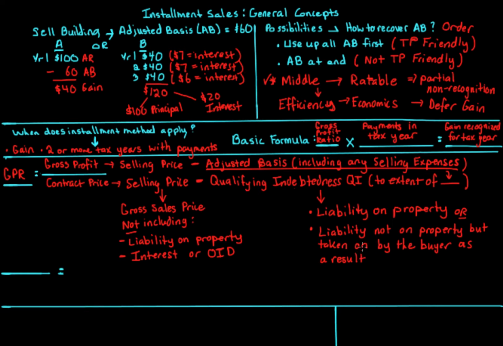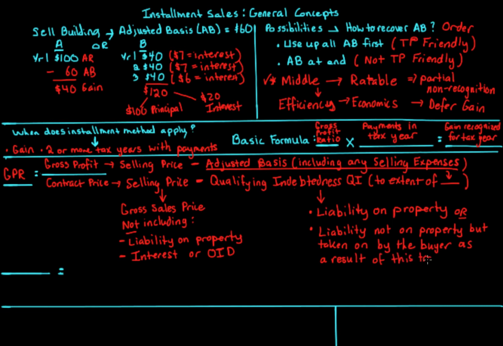But there could be a liability on the other side that is not on the property, but it deals with the actual transaction that the seller has to pay off or something like that. That gets subtracted out as a result of the transaction. But really what you're going to see is a liability on the property. Liabilities not on the property can happen, but they're not as common. So it's a liability not on the property, but taken on by the buyer as a result of this transaction.